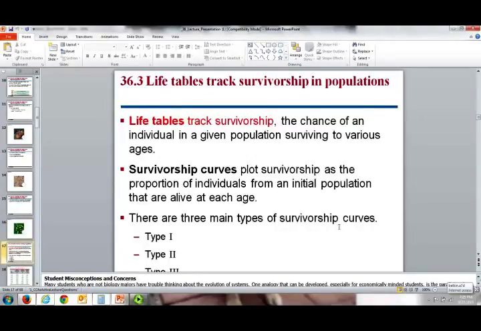Survivorship is something that is studied in ecology, and we use life tables to track this. It looks at the chances of an individual in a given population surviving to various ages. When you do this, you have survivorship curves, where you plot survivorship as the proportion of individuals from an initial population that are still alive at each age. You'll be creating some survivorship curves when you do the demography lab with the information from the cemetery. There are three main types of survivorship curves: type 1, type 2, and type 3.